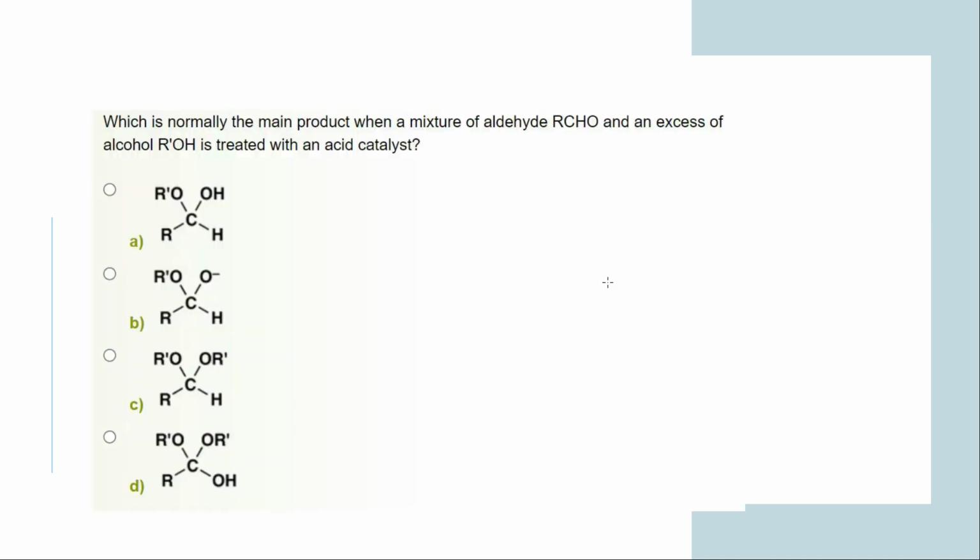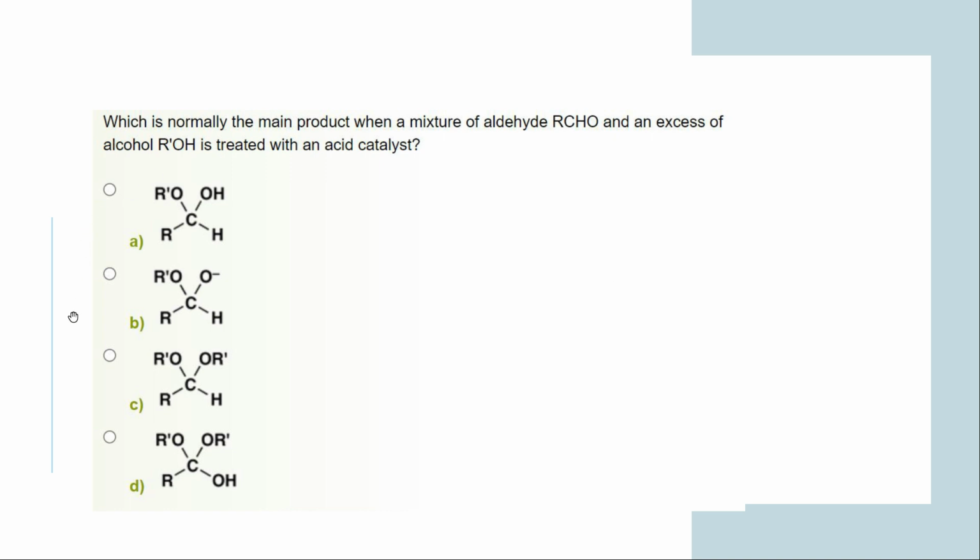Then in the next question: which is normally the main product when a mixture of aldehyde RCHO and an excess of alcohol R-OH is treated with an acid catalyst? So you are basically reacting an aldehyde with an alcohol in presence of acid catalyst. So this is a condition of a well-known reaction, which is acetal formation. When aldehydes are treated with alcohol in presence of acid catalyst, you get acetal formation.